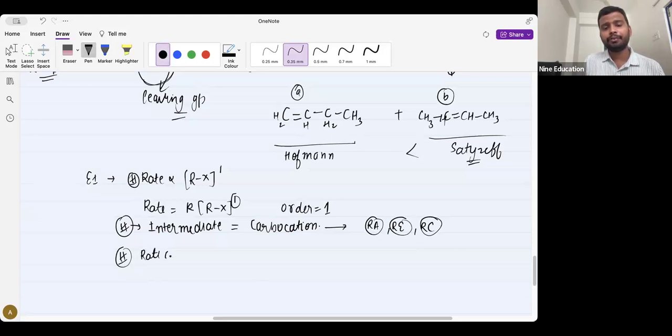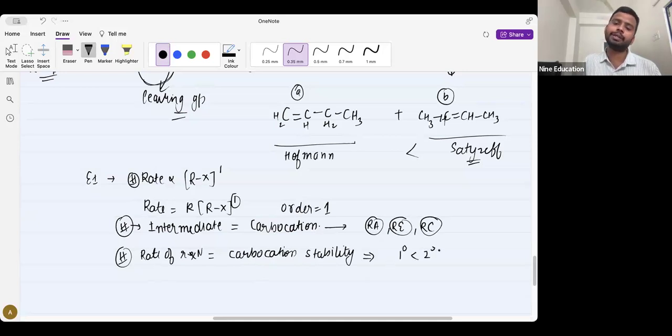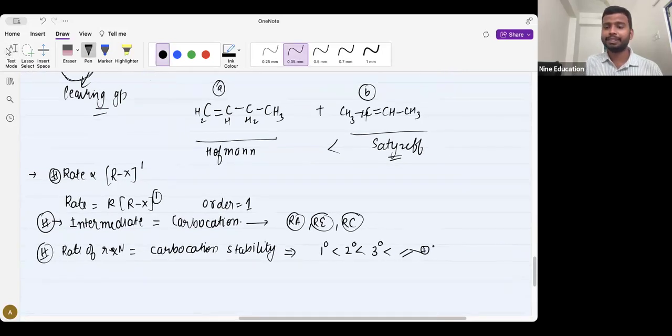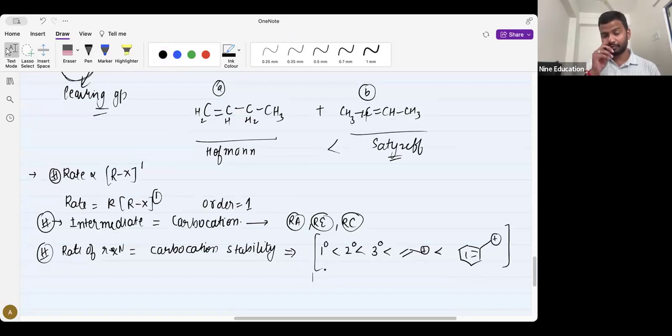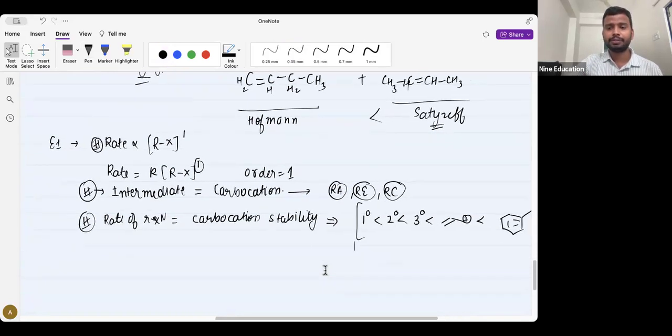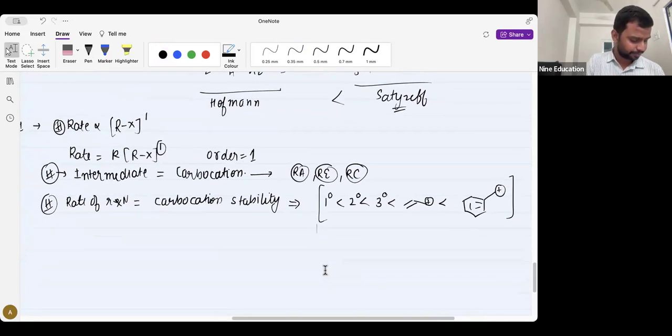See, the rate of the reaction depends upon carbocation stability. Once the carbocation is made, you have to see its stability, and the stability of the transition states. You all know a 1 degree carbocation, then 2 degree, then 3 degree is more stable. Then allylic carbocation or benzylic carbocation are more stable. I have told you the stability of carbocations.